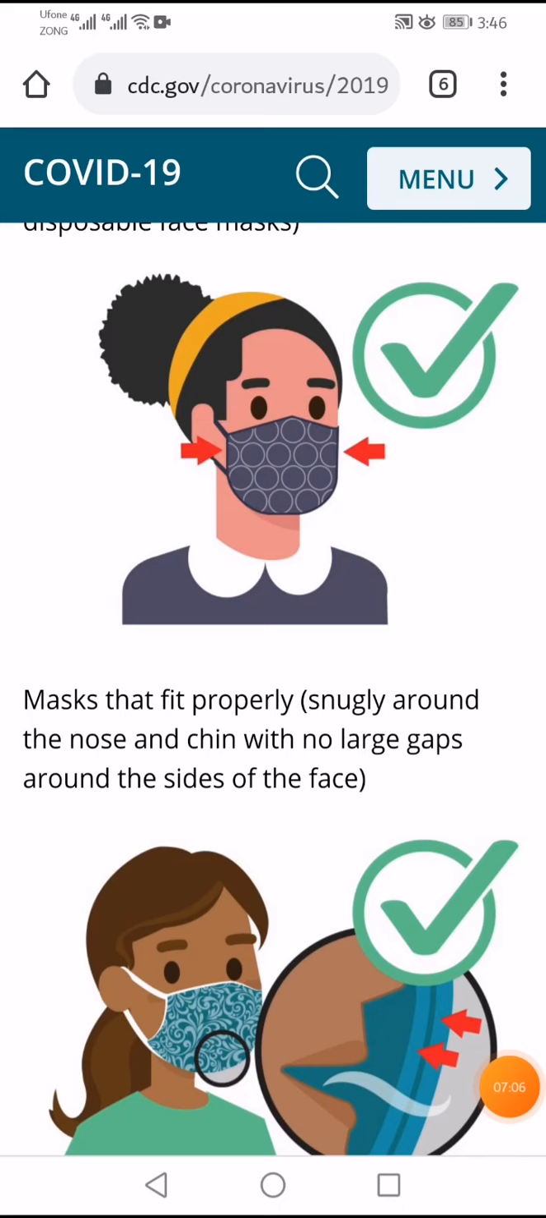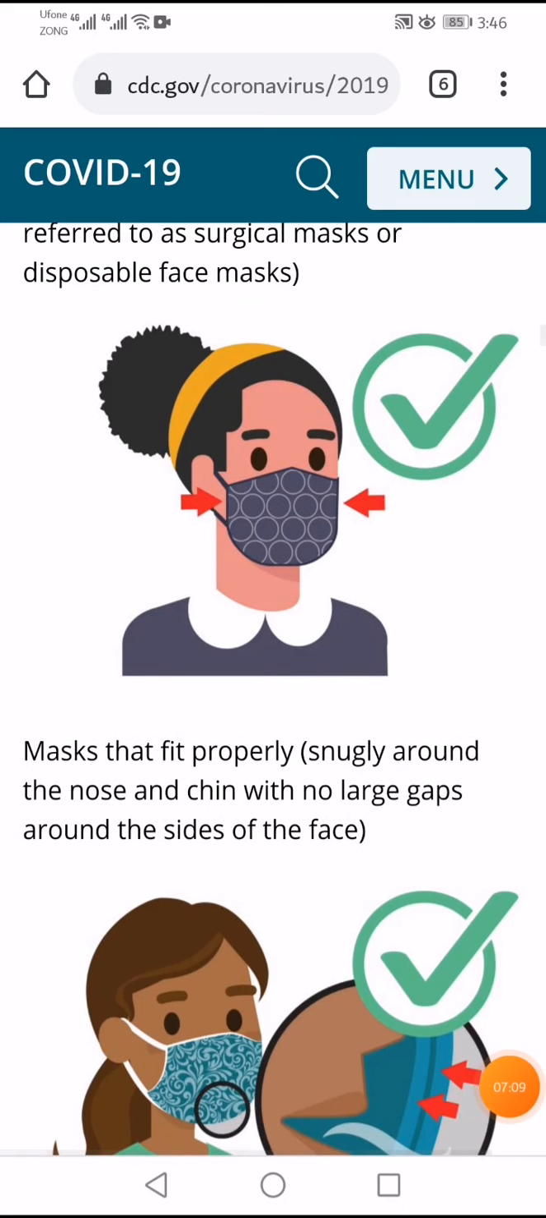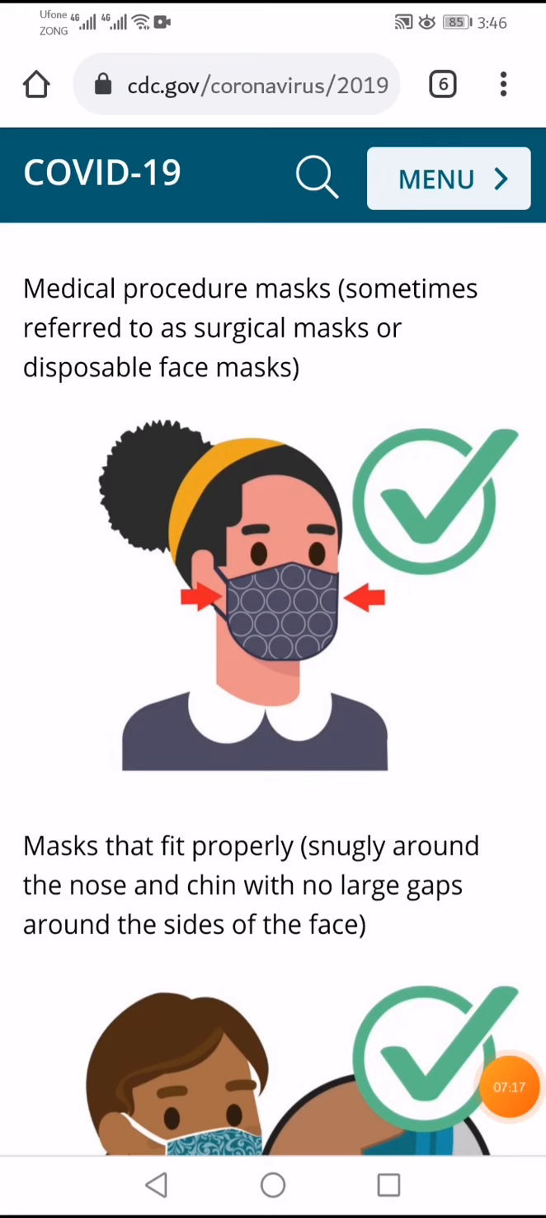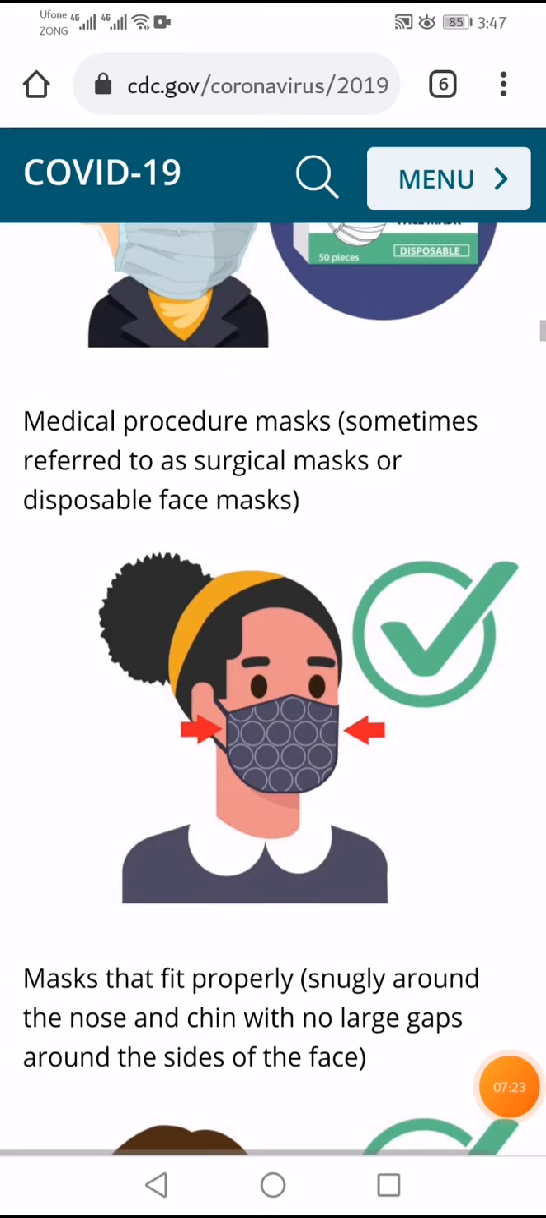When you just throw them away, there are certain people and organizations which try to reuse them, which is very dangerous. So whenever you end up using a mask, it is disposable. Destroy the mask, tear it apart into two pieces and throw them away.